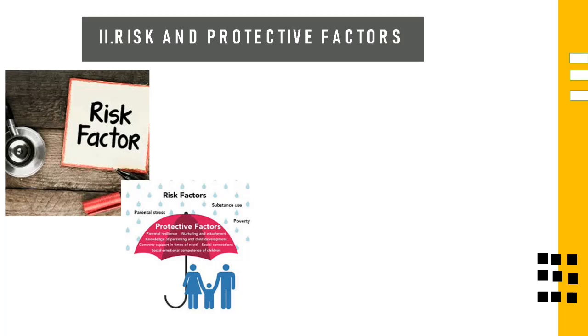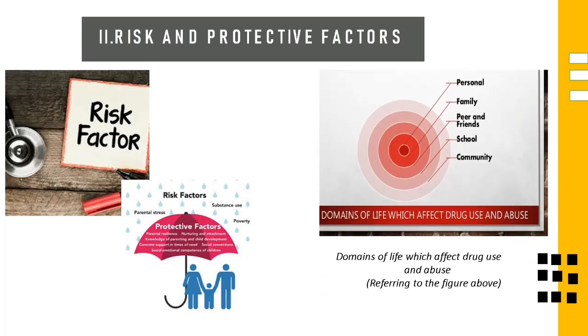Risk and protective factors affect people in 5 domains or settings. 1. Personal. Early aggressive behavior versus self-control.